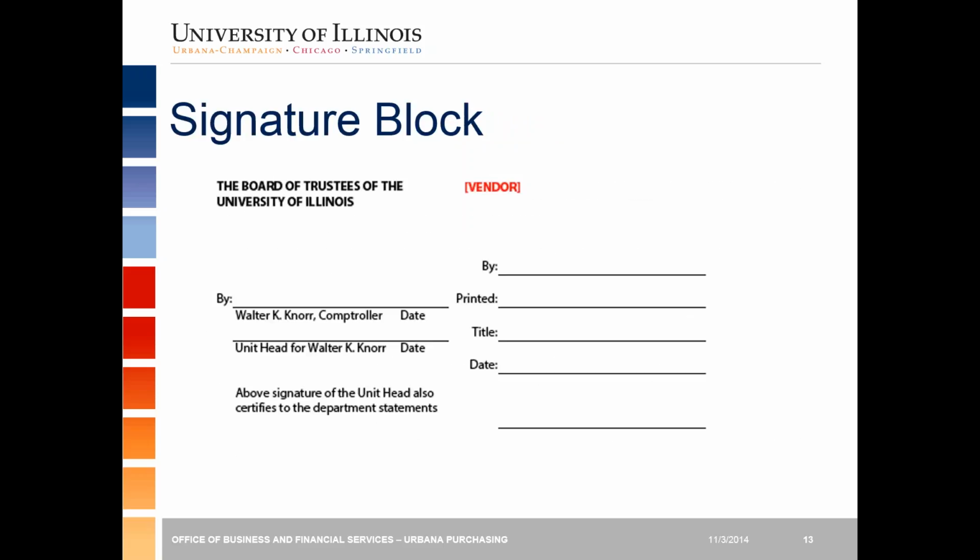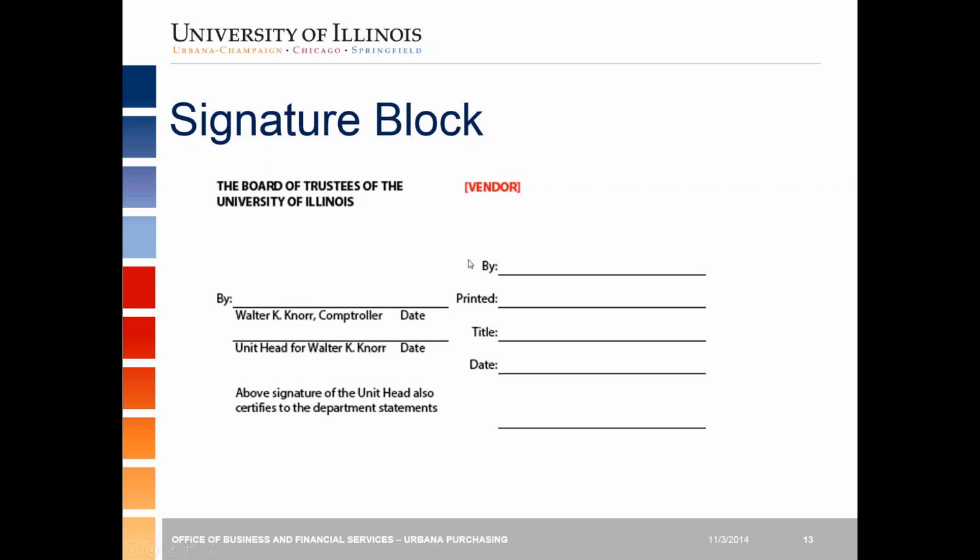The signature block. The signature block for the CFS under 10,000 template functions largely the same as the one under the old $5,000 template. Again, so long as the template is unmodified, the unit head signs instead of someone in OBFS. The unit head signs the 2 lines below where it says the Board of Trustees of the University of Illinois. On the top of those 2 lines, they will actually sign Walter K. Knorr for the comptroller, and on the bottom of the 2 lines, they will sign their own name.